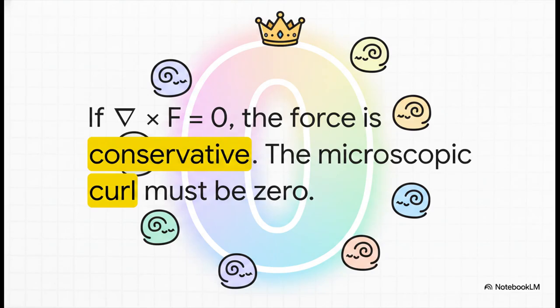If the microscopic curl, that nabla symbol cross F, equals exactly zero everywhere, the force is conservative. The logic is bulletproof here. I mean, if every single microscopic swirl is zero, then when you add them all up, the total macroscopic work around any loop has to be identically zero too.